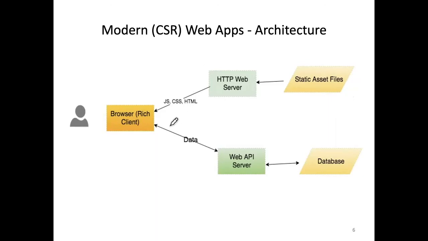And so from then on, once the app is up and running in the browser, depending on the user's interaction with the app, there's going to be communication between the browser and my second server. And it is this second server now that contains the algorithms and talks to the database. We refer to this server now as a web API server.